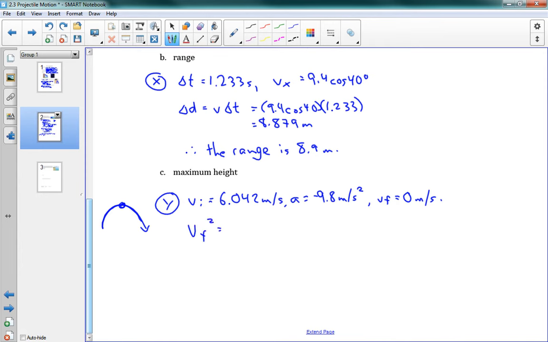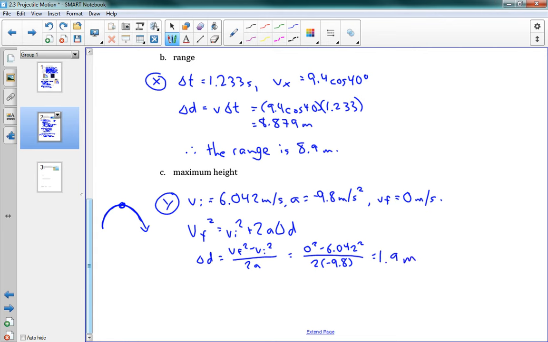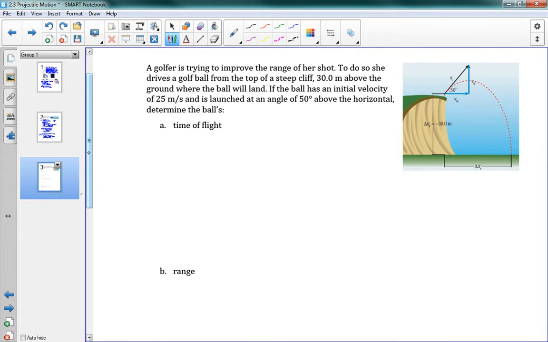Okay, now we can go ahead and do some equations with this. So Vf squared equals Vi squared plus 2a delta d. And then I'll rearrange that here. Delta d, because we want to find the vertical distance, is equal to Vf squared minus Vi squared over 2a. And now we put in numbers. 0 squared minus 6.042 squared over 2 times negative 9.8. This gives me a value of 1.9 meters. Good. And we should have a therefore. Therefore, the maximum height is 1.9 meters. Perfect.